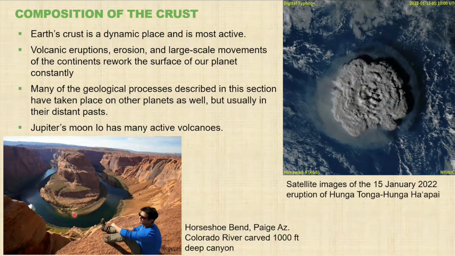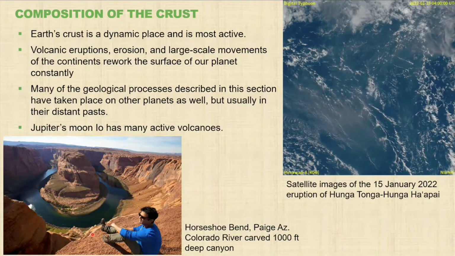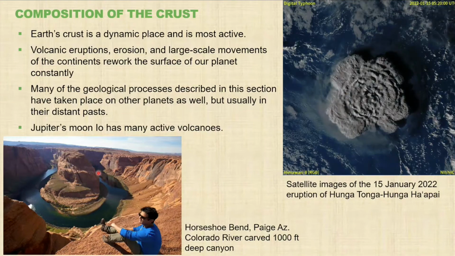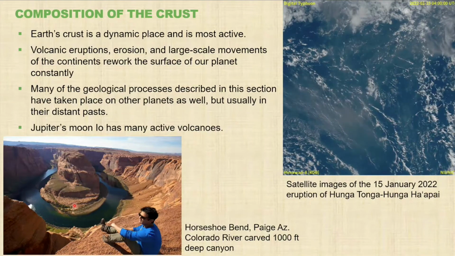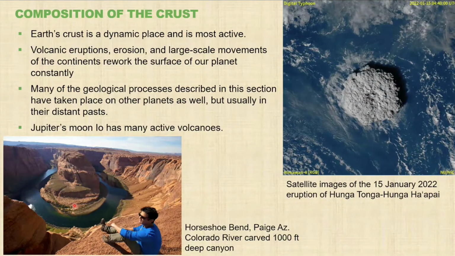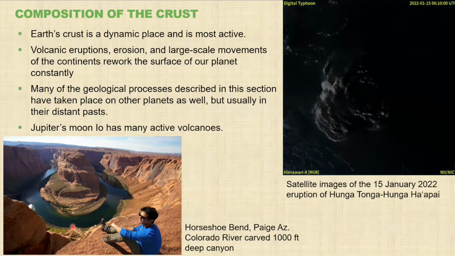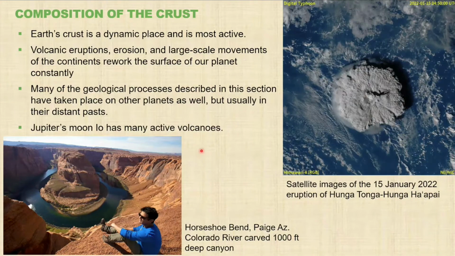This is Horseshoe Bend above the Grand Canyon in Page, Arizona. The actual Grand Canyon is much deeper than this, and this is all by the Colorado River, the erosion caused by the Colorado River as it takes away the soft soil downward, carving it down and in the sides.